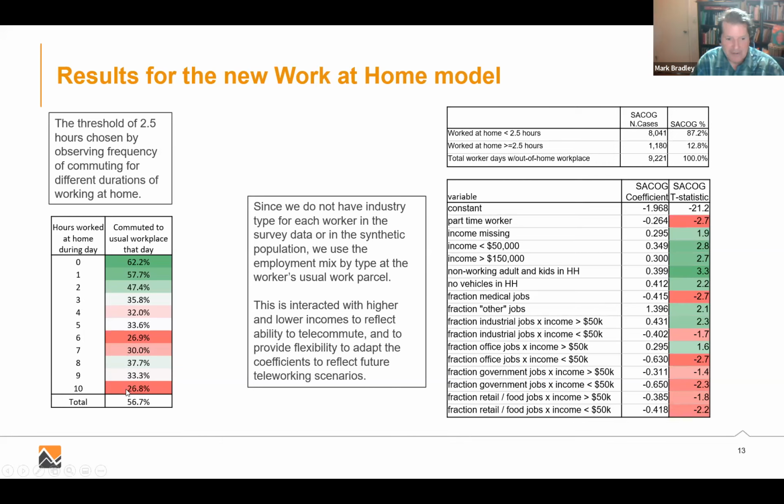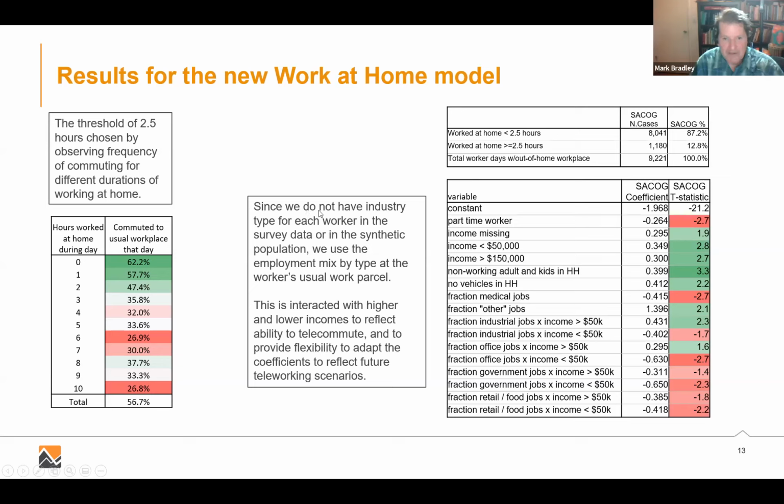And that stays pretty steady across these groups. So even 25% of the people who said they worked at home for 10 hours also said they went into the office that day. They probably didn't go in for very long if they worked at home for 10 hours, but we're really only interested in whether they had a commute tour.